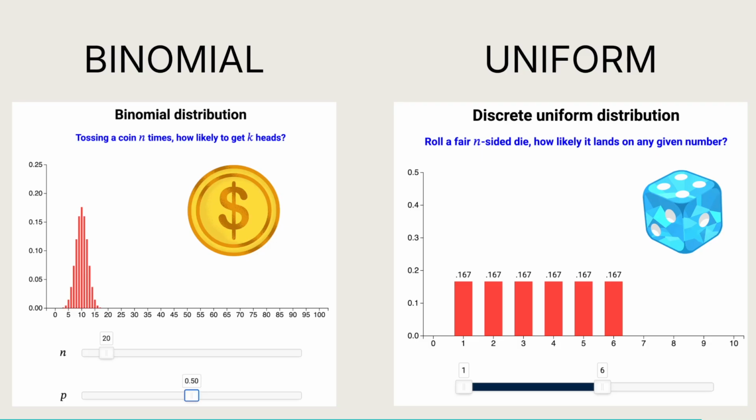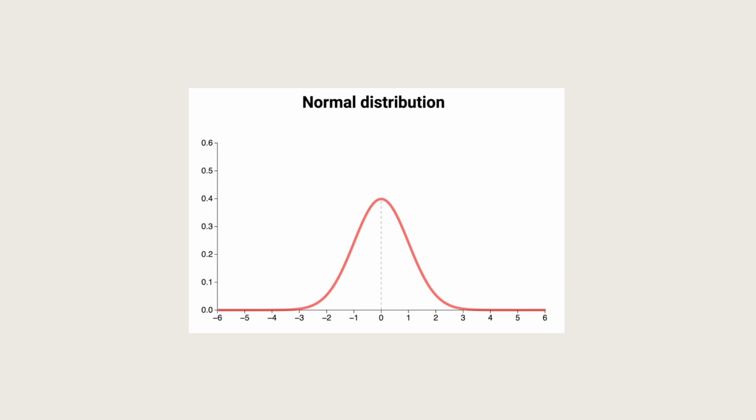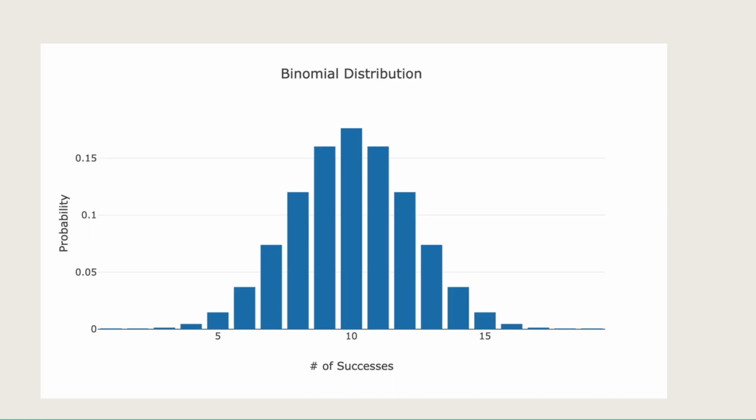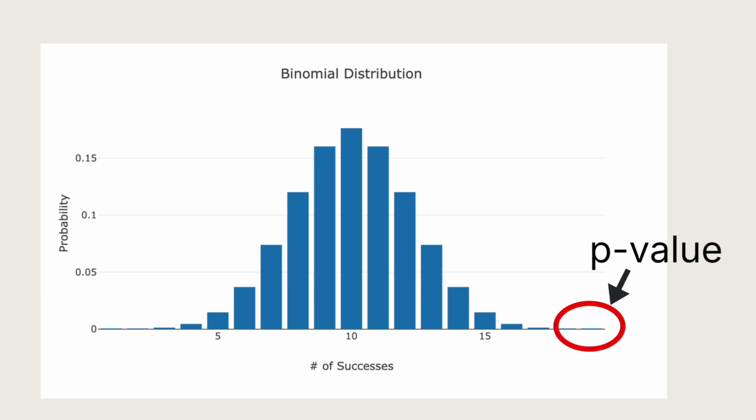So under the hood, it's all about probability distributions, and different processes have different distributions. So say, for instance, flipping a coin, that follows something called a binomial distribution. Rolling a dice follows a uniform distribution, and so on. Different processes have different distributions, or basically different patterns of how we expect the data to fall. So when we calculate a p-value, we're placing our observed result inside the distribution implied by the null hypothesis and asking, how far out in the tail is this result?